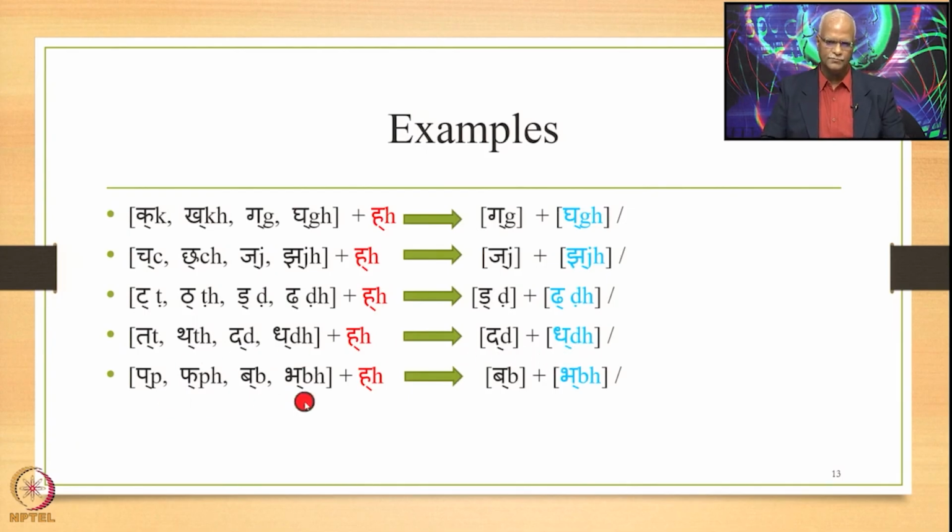Similarly, pa, pha, ba, bha plus ha is the input and pa, pha, ba, bha is substituted by the third class consonant, namely ba, and ha is substituted by the fourth class consonant, that is bha. So we get the output ba plus bha. These outputs are optional, and what it means is that the gha substitution is optional, and so we can get ga plus ha as the optional output.